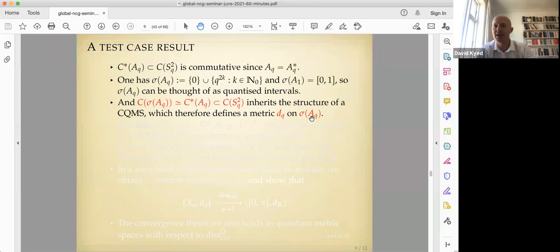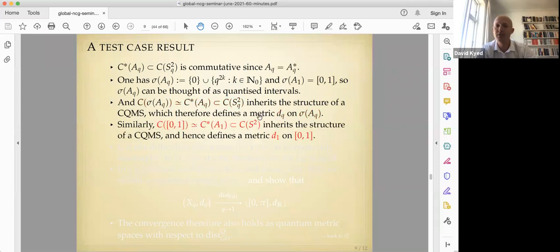And similarly, at the fiber 1, you can repeat the whole story. So this C[0,1], which is just the C-star algebra generated by the self-adjoint operator at q equal 1, will get a quantum metric space structure from the quantum metric space structure coming from the round metric on the 2-sphere, and hence it'll define a metric on the spectrum [0,1].